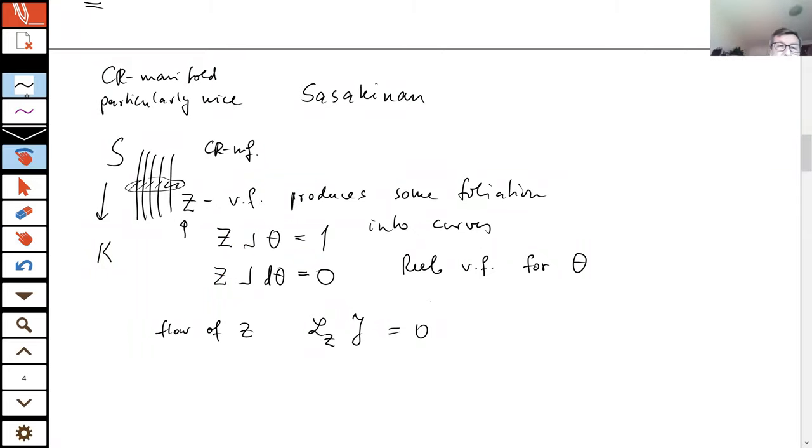And it turns out when I look at this orbit space of this foliation space, then this also gets a very nice geometric structure, namely a Kähler structure. So K becomes a Kähler manifold. And again, when I think of such a Sasakian manifold, it is always determined by some underlying Kähler manifold.